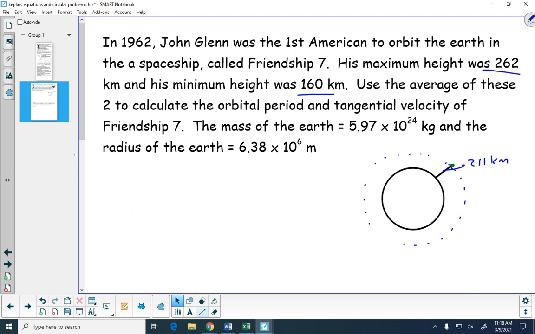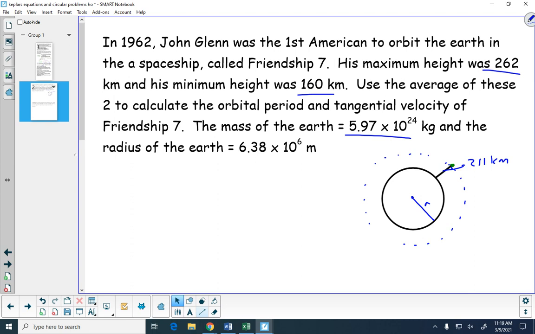We want to calculate the orbital period and the tangential velocity of Friendship 7. We have the mass of the Earth. Somebody put it on the scale the other day: 5.97 times 10 to the 24th kilograms. The radius of the Earth, they got their ruler out and measured that to be 6.38 times 10 to the 6 kilometers. So here's your radius of the Earth.